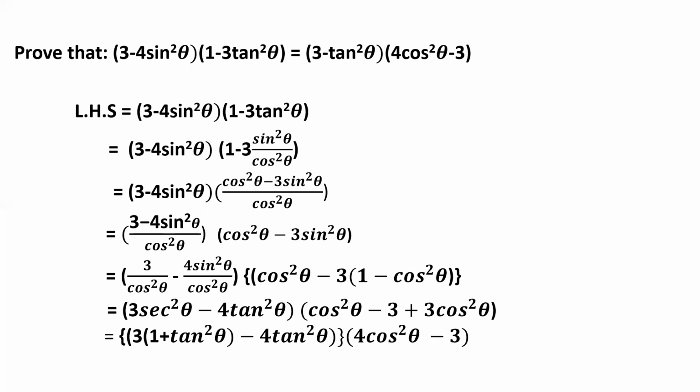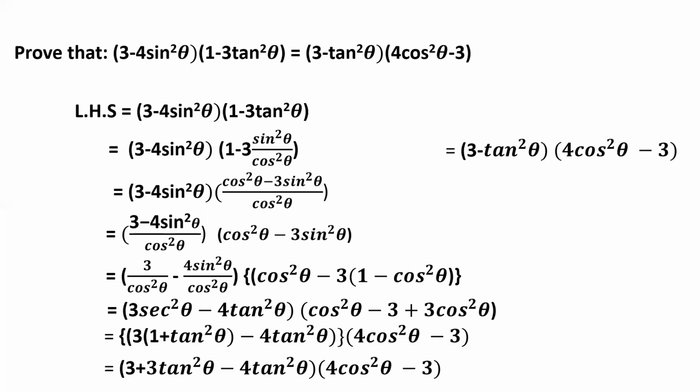And another bracket, it is a 3 cos squared theta plus cos squared theta. Cos squared theta makes 4 cos squared theta minus 3. Look at the right-hand side, we got it. 4 cos squared theta minus 1 minus 3, right? Now, let's simplify a little bit more. It is 3 plus 3 tan squared theta minus 4 tan squared theta. And 4 cos squared theta minus 3 as it is, right?